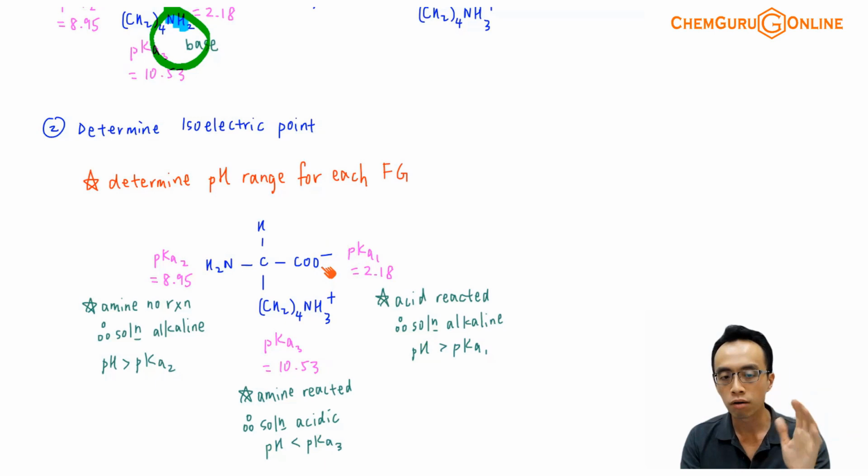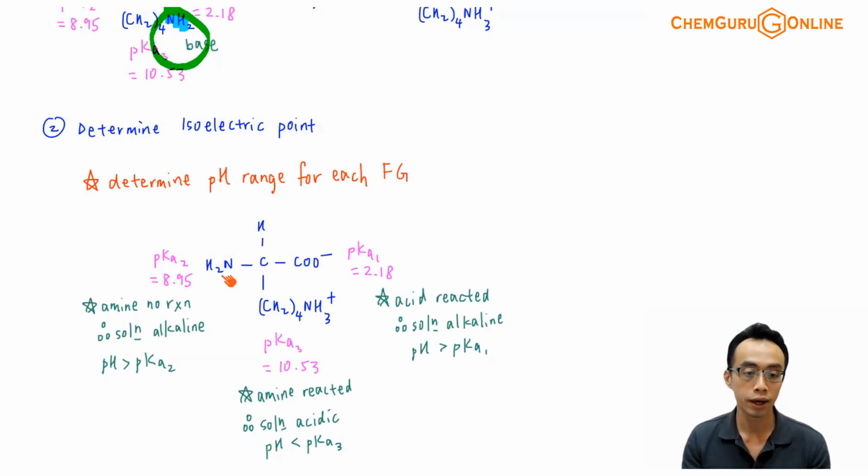So the first one involving my alpha acid, it has reacted, becomes COO minus. So the solution has to be alkaline with respect to your alpha acid. pH is greater than pKa1. Alright. How about my alpha amino group? Alpha amino group, you notice it doesn't respond. It just exists as it is. There's no change. So if your amine doesn't take part in the reaction, it will mean that the solution is alkaline with respect to your amine. Because the solution is alkaline with respect to amine, then the amine is not going to do anything. It just exists as NH2. If the solution is alkaline with respect to your alpha amine, then the pH must be bigger than pKa2. pH is bigger than 8.95.